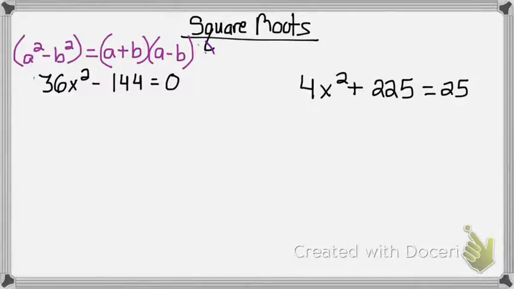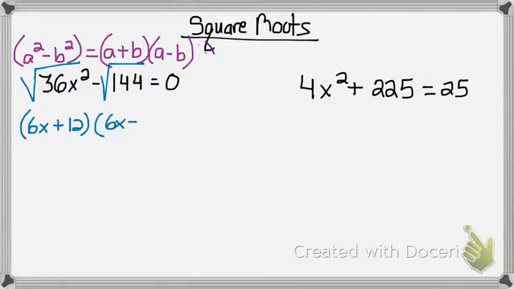factor and solve. Alright, so the first thing I'm going to do is take the square root of each one, and that will give me 6x and plus or minus 12. Then I'll set each one equal to 0 and solve for x. So I have 6x plus 12 equal to 0.